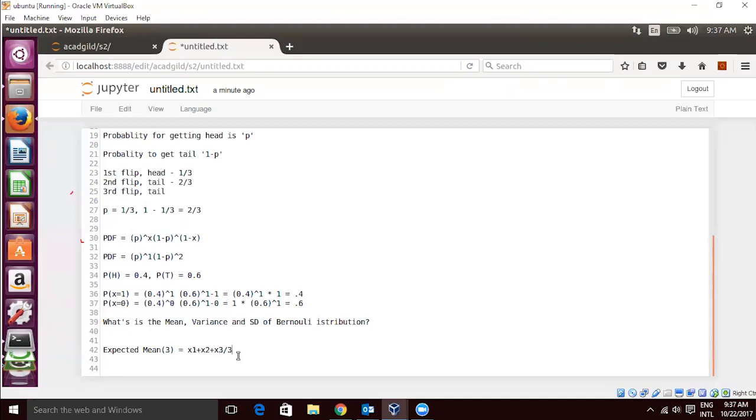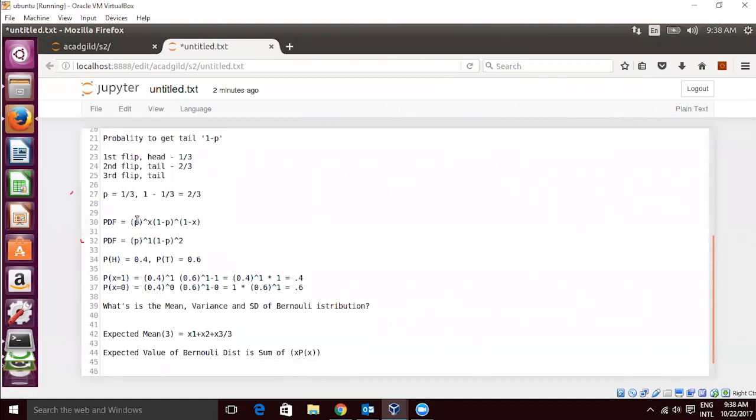So we can apply the same formula to the Bernoulli distribution. The expected mean, or formally the expected value, of Bernoulli distribution is the sum of x times the probability of x, where x is nothing but a sample. Because only through the probability can we understand it. So now we can apply the same formula to the distribution.